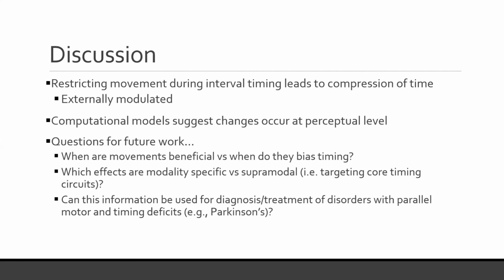Some questions for future work or food for thought are: when are movements beneficial versus when do they bias timing? In the previous study I cited, Wiener et al. 2019, they showed that movement somehow improved time perception without biasing it versus the non-movement conditions. And across a lot of different studies, movement shows biasing effects. So further investigation is needed to dissociate those mechanisms.